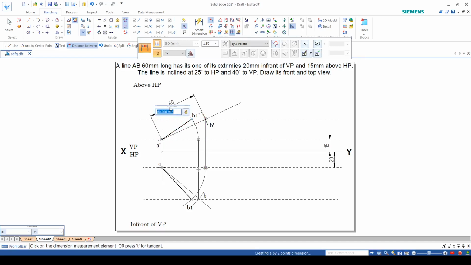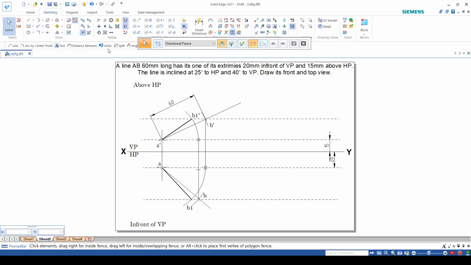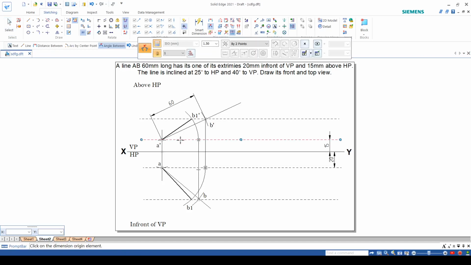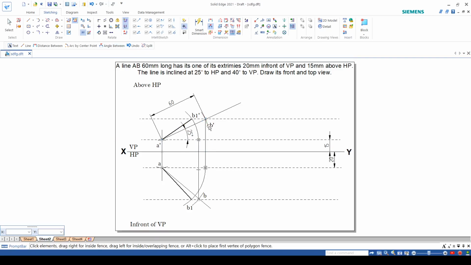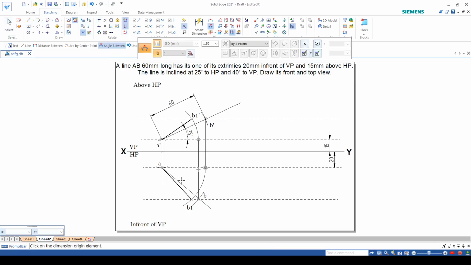So this is 60. And 25 and 40 we also have to show. Which we have 40, 25, and which is 40. So this is 25 and this is 40.